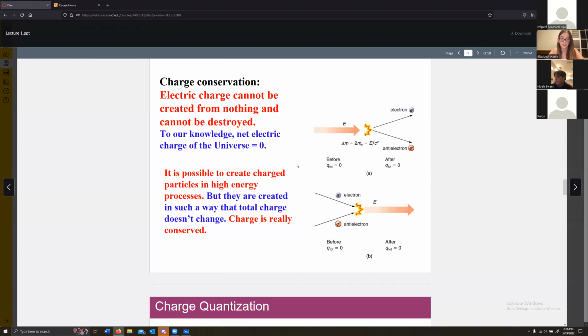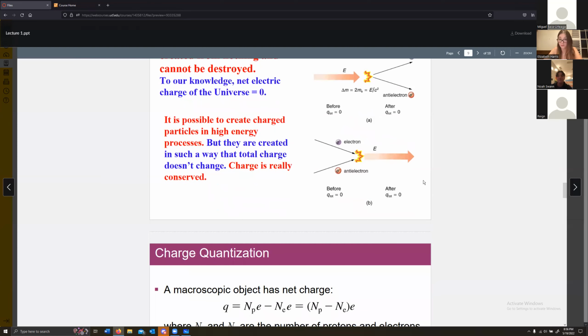Okay. Anyway, moving on. We're still covering theoreticals, foundational things. So electric charge cannot be created nor destroyed. Basics of energy. In this example, he's talking about these diagrams. You see, you have anti-electron. It is possible to create charged particles in high energy processes, but they are created in such a way that total charge doesn't change. Charge is really conserved. These two cancel each other out, you know what I mean? But in a way, you're creating something out of nothing.